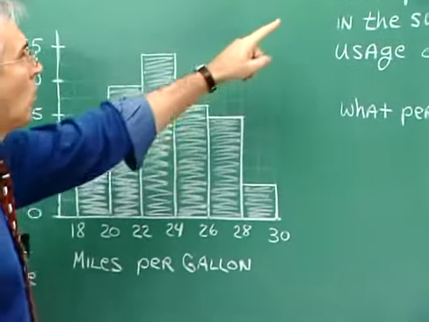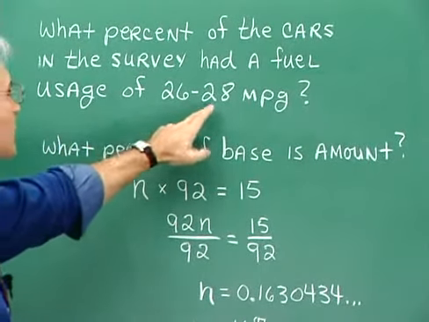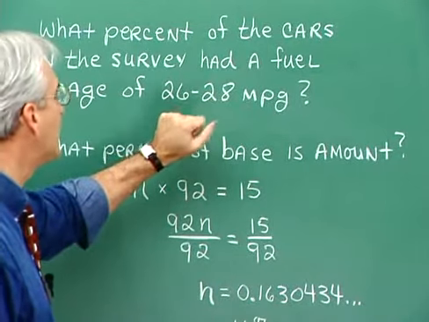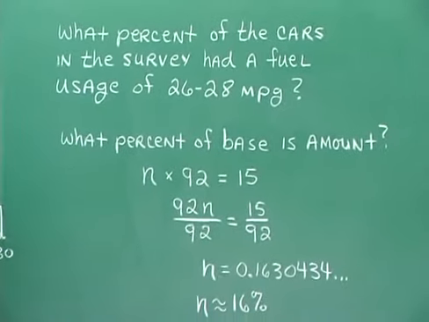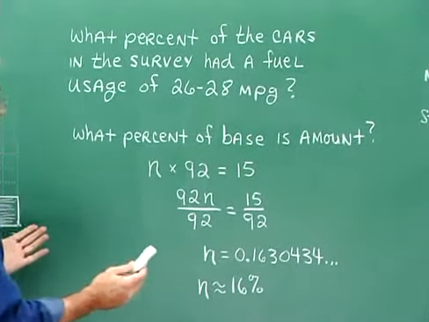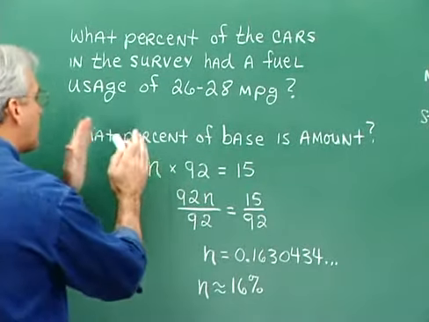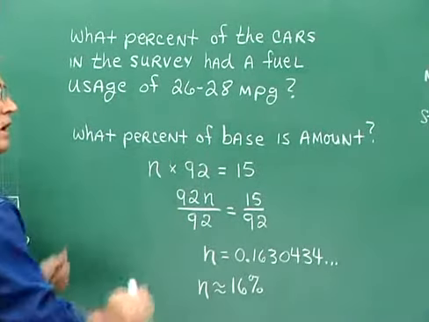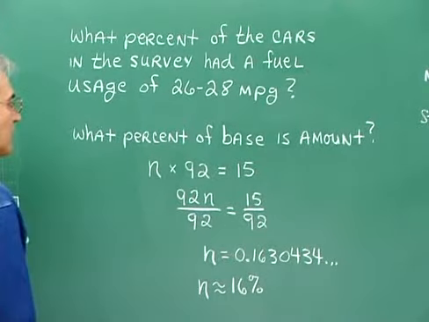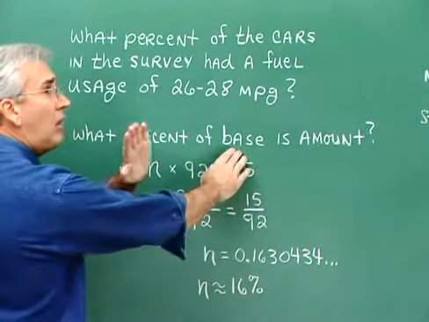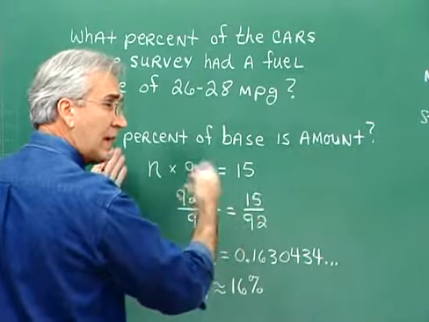Let's answer a question. What percent of the cars in the survey had a fuel usage of 26 to 28 miles per gallon? Notice the interval idea here. We're looking for percent, and we're going to apply our basic percent equation, and we might start with our percent statement. That is, what percent of some base is the amount? Notice that it's percent times base, and base is the basis amount, the amount we start with, all of what we have, and all of those ideas are related. So it's what percent of all of the items in the survey are the items that are within this interval. So that's the idea here.